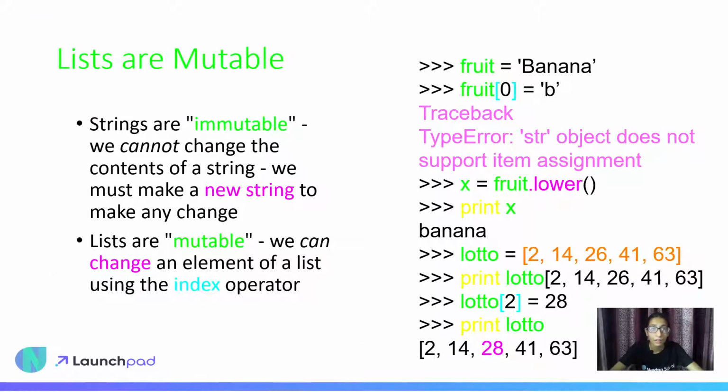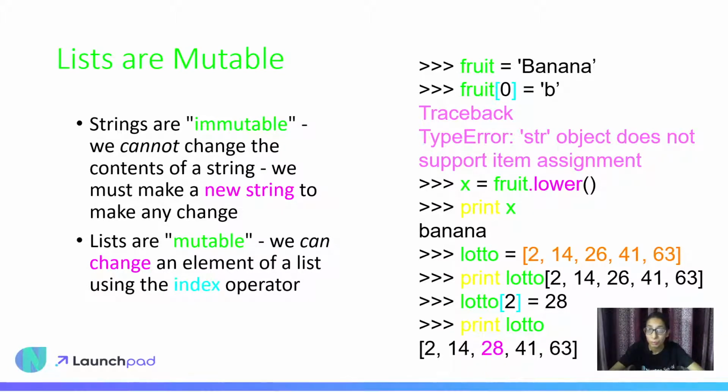Okay. Now another point to remember is that lists are mutable. So are lists mutable or immutable? That means we can overwrite them, we can change them. That means it's mutable.